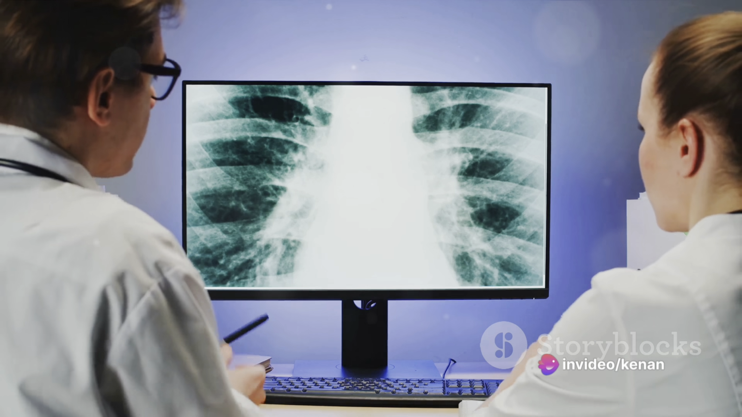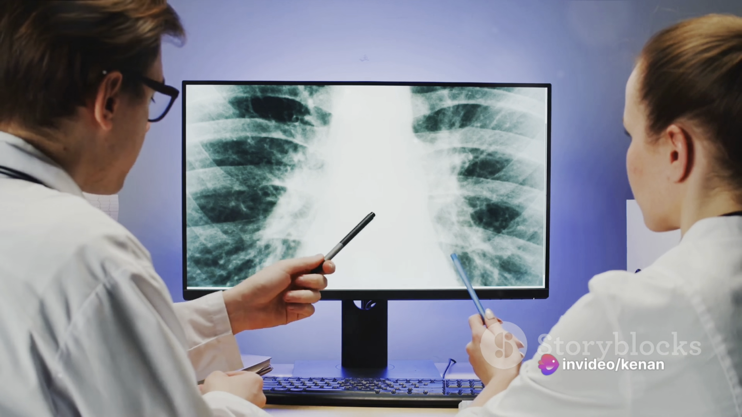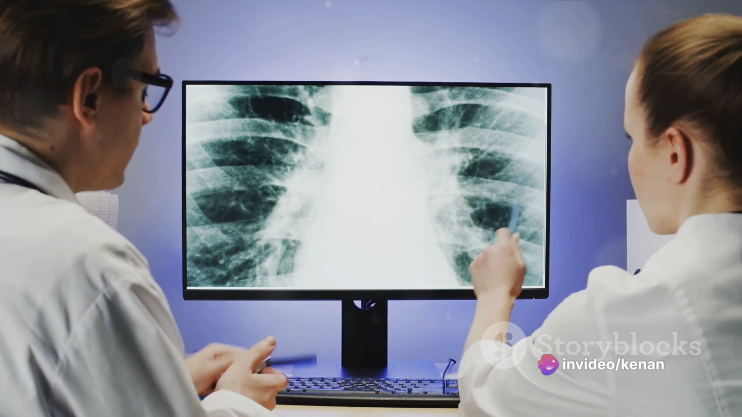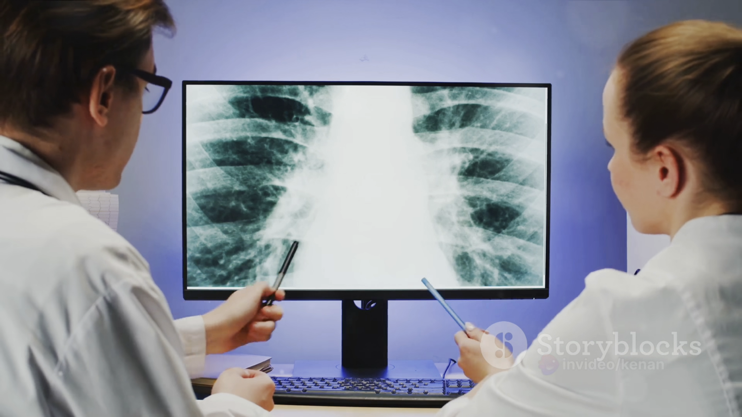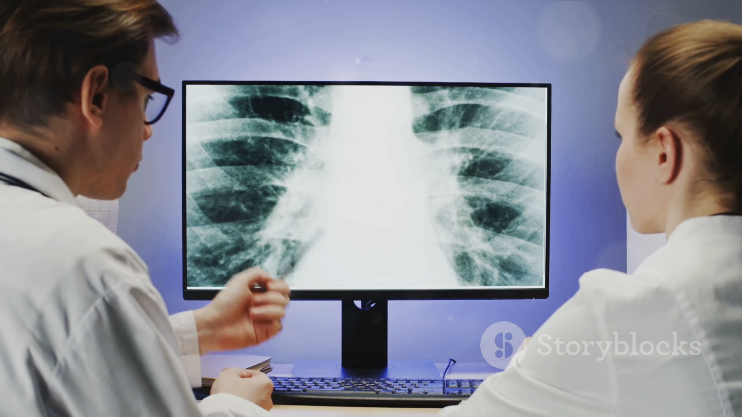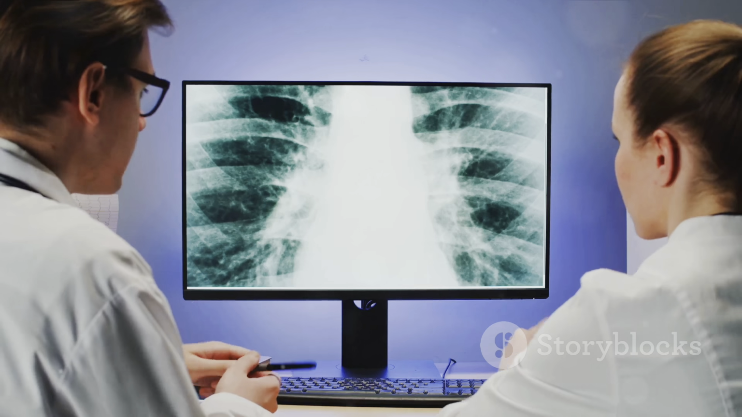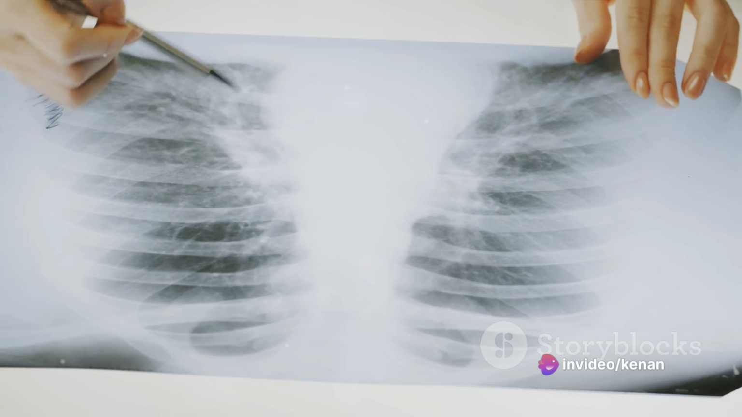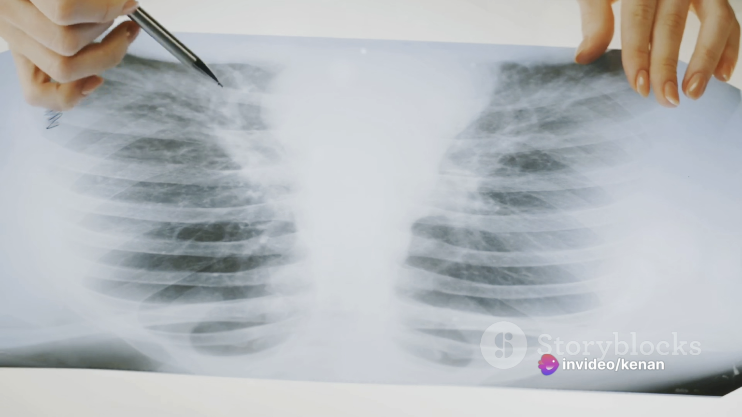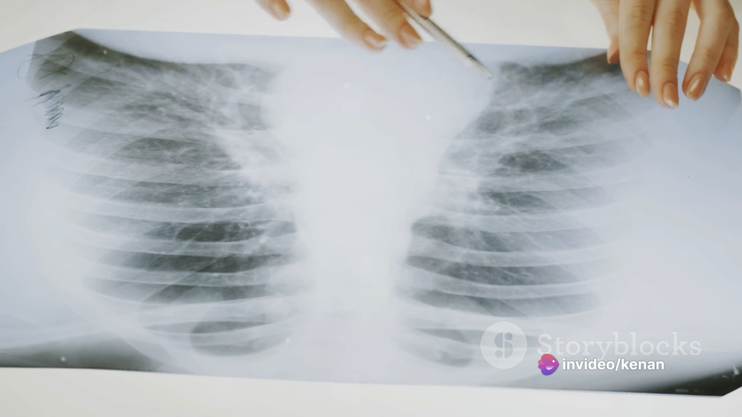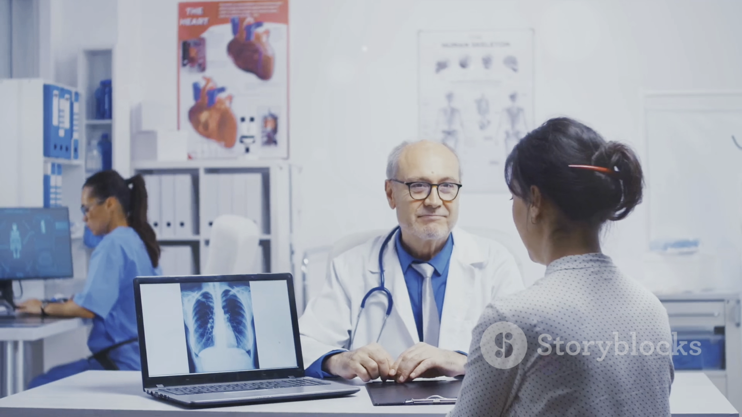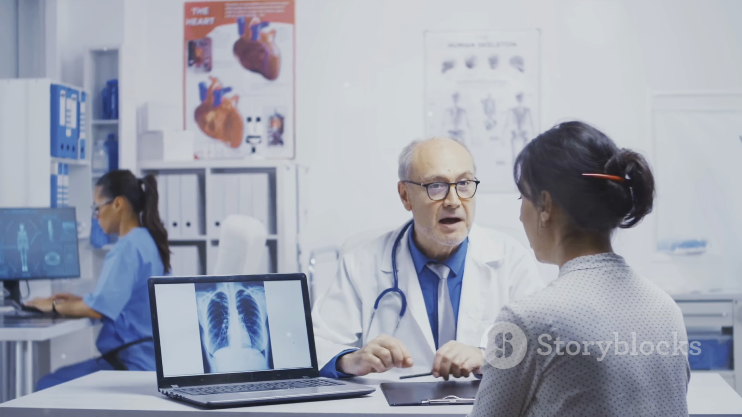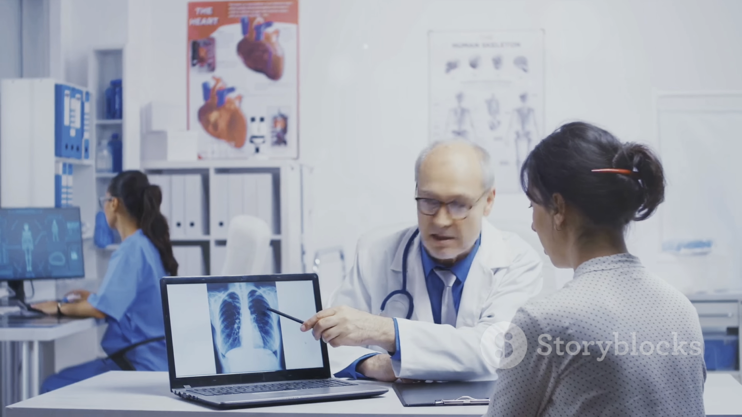Step 5 is monitoring and follow-up. During treatment, doctors will regularly monitor the patient's condition, including body temperature, respiratory rate, pulmonary auscultation, and blood tests. If necessary, radiological examinations such as chest X-rays or CT scans may be carried out to assess disease progression and treatment effectiveness. Finally, Step 6 involves preventive measures.